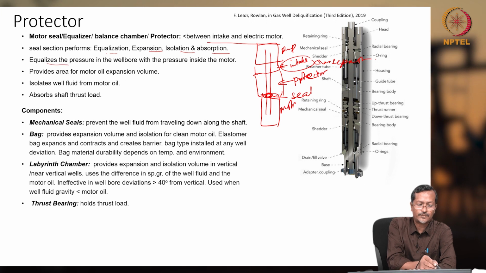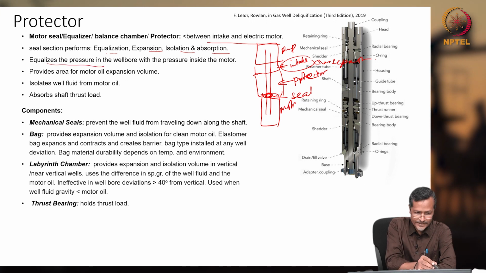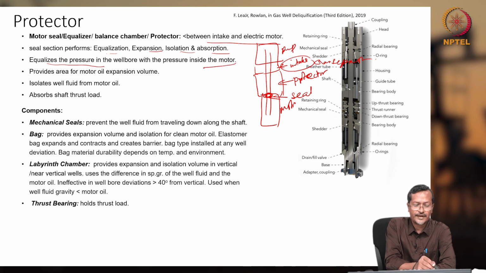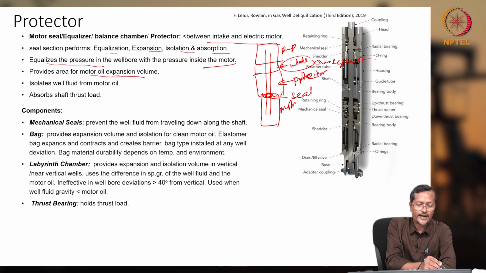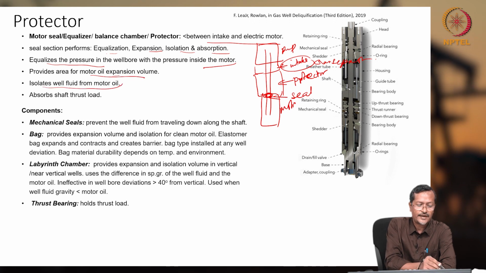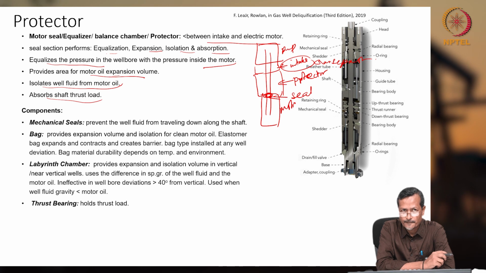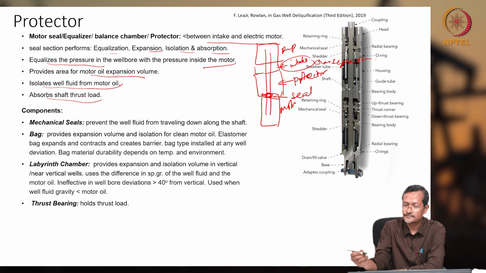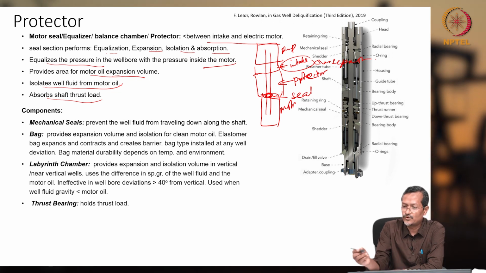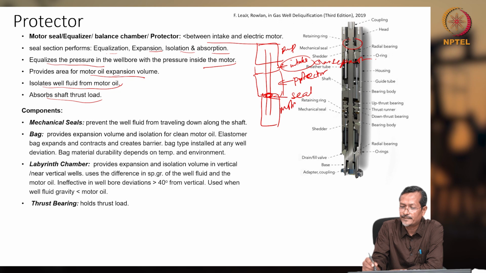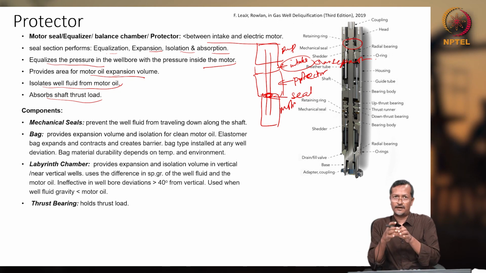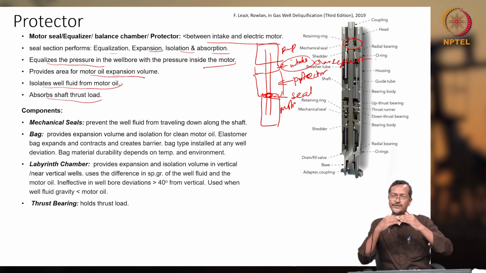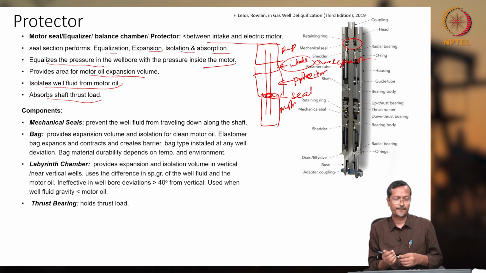The equalizer equalizes the pressure in the wellbore with the pressure outside the motor. It provides area for motor oil expansion, isolates wellbore fluid from the motor, and absorbs shaft thrust also. To do that, it has mechanical seals, like face seals and radial seals, so that wellbore fluid and your motor fluid can be isolated.